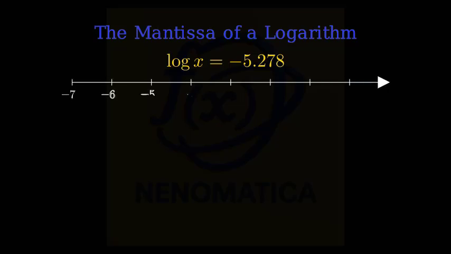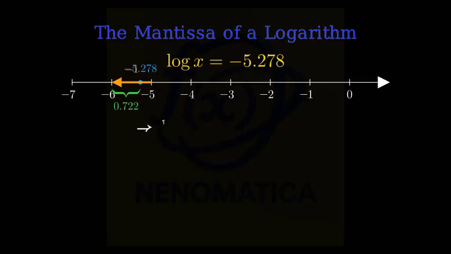Here is a number line near negative 6 and negative 5. The blue point marks negative 5.278, which lies between negative 6 and negative 5. By moving 1 unit left from negative 5 to negative 6, we can rewrite the number as negative 6 plus 0.722. This is exactly the goal of the algorithm: keep the mantissa positive.